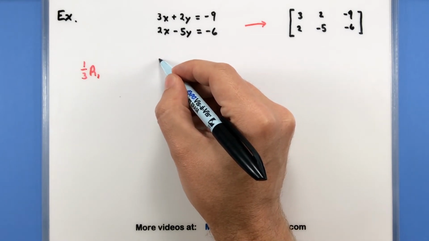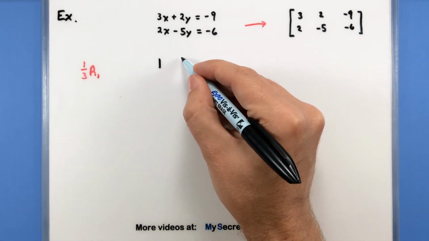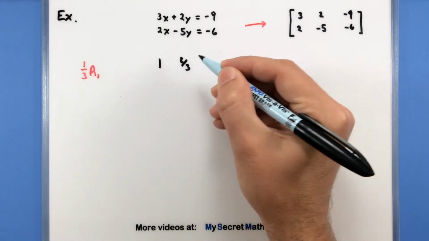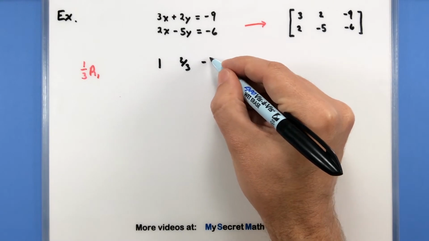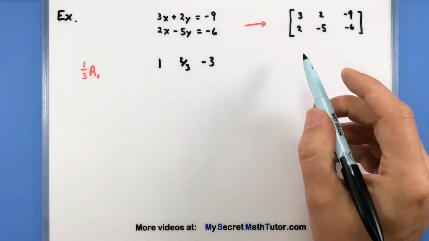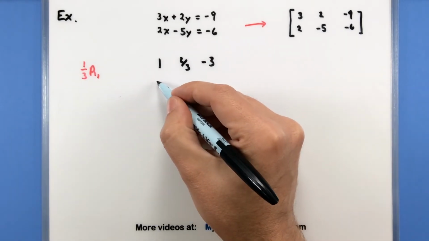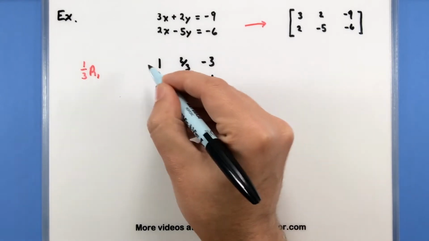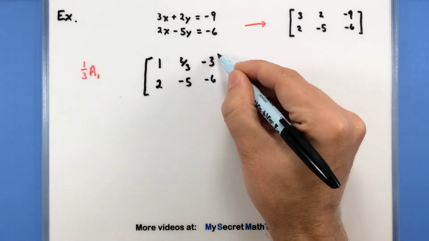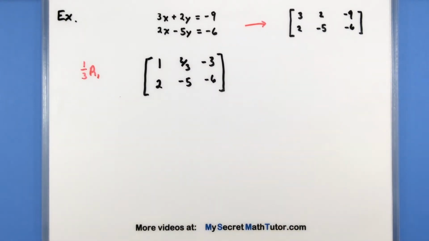So 3 times 1/3 is a 1, 2 times 1/3 is 2/3, and negative 9 times 1/3, that'd be a negative 3. So there's our new row 1. We haven't done anything with row 2, so we'll leave that exactly the same. We're not going to change that just yet. We'll save that for another step. You don't want to do too much while you're working through these operations.